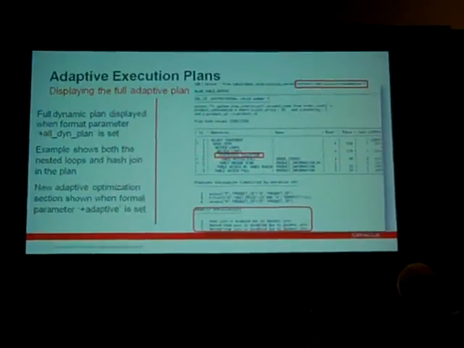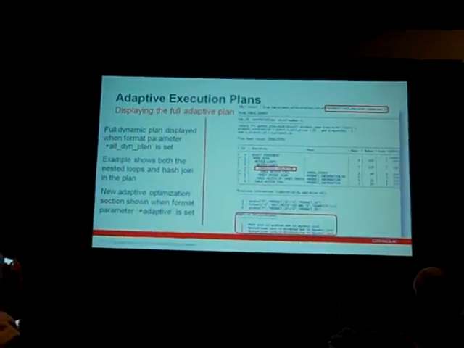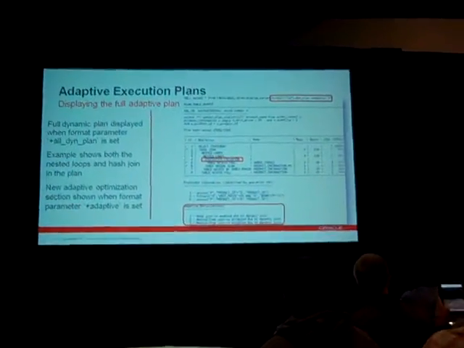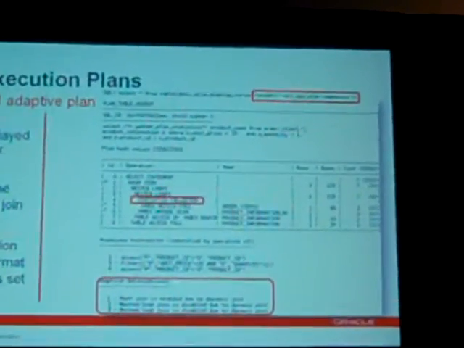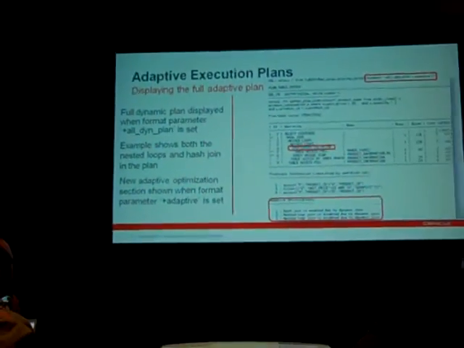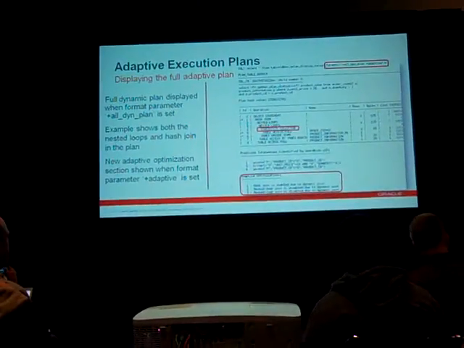So in order to see that information, the new format parameter that I'm using there is +all_dynamic plans. I've also added an additional format parameter value there. I've added +adaptive. Now I've added that in order to get the additional information underneath the execution plan. That information is telling me exactly how to read the plan that's shown above.